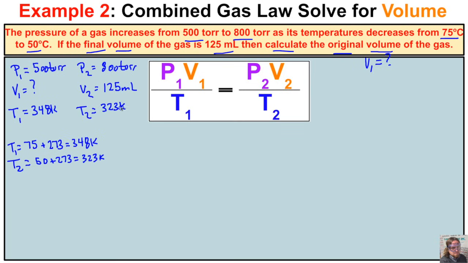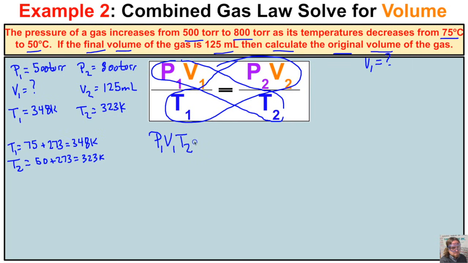So now that we have all these numbers, we can plug them into our formula. So if we take a look, here's our combined gas law formula. And so what we can end up doing is we can cross multiply to get rid of our fractions here. Nobody likes fractions, so we can cross multiply. And if we cross multiply, we will end up with P1 times V1 times T2 equaling P2 times V2 times T1. We're asked to figure out what V1 is, so we have to divide both sides by P1 and T2.